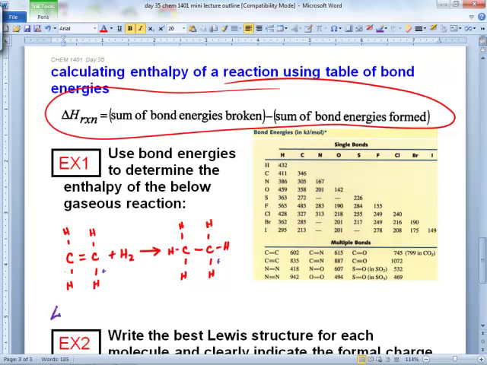My delta H for the reaction, I'm following this equation here: the sum of all the bond energies broken. So I want to break those CH bonds. In fact, I want to break 1, 2, 3, 4 of them. 4 times what energy, according to that table?